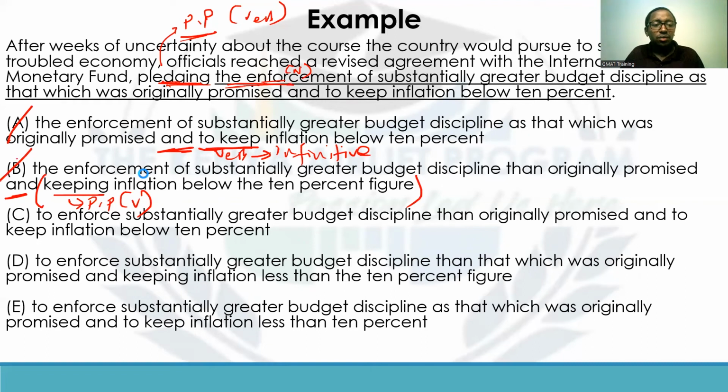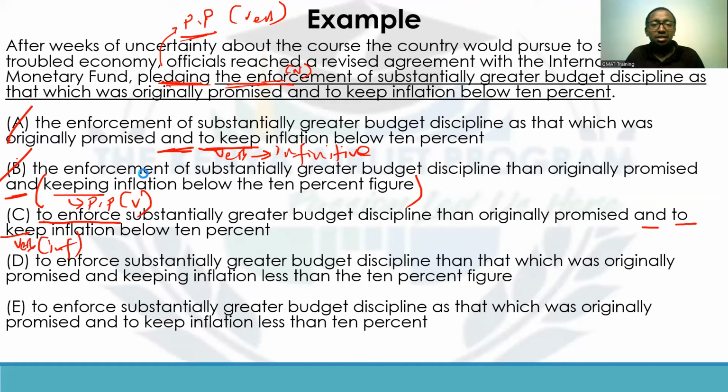C, we have our marker. We have our infinitive verb. So this is a verb, infinitive. And then we have here to enforce, another infinitive. So we have our parallelism. So the next thing is to check the meaning.